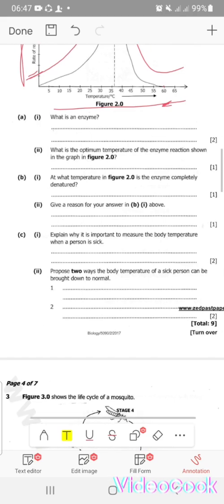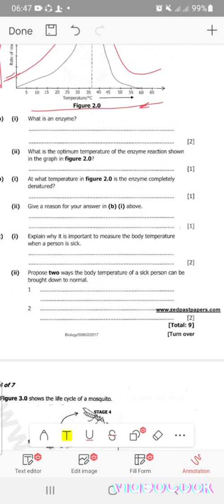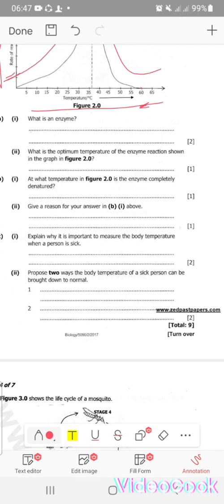C1. Explain why it is important to measure the body temperature when a person is sick. Why is it important to measure the temperature when a person is sick? So it's important to measure the temperature when a person is sick because it helps to detect an illness of a sick person. Detect what type of illness is present in that sick person. So detecting temperature is quite important. It enables the physicians to know what type of illness is in the body. Then later on we'll know what medicine should be given.